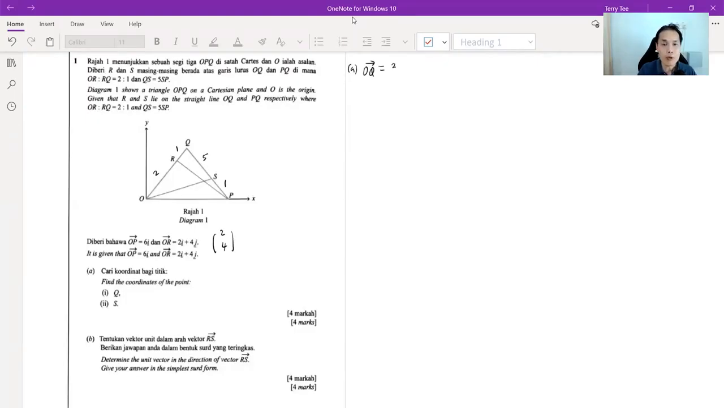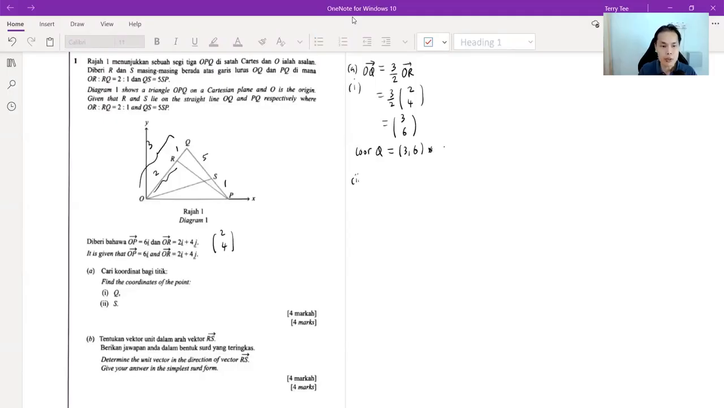OQ is longer. In fact, it is 1.5 times longer, or should I say 3 over 2? This is 3, this is 2. So it's 3 over 2 times OR. Since we know vector OR, I'm going to write it in this form, 2, 4. Let us multiply inside. 3 over 2 times 2 is going to give us 3. 3 over 2 times 4 is going to give us 6. There you go, that's vector OQ. However, we're supposed to write in coordinate form, so we write the coordinate of Q as 3, 6. All right, that is Roman 1.